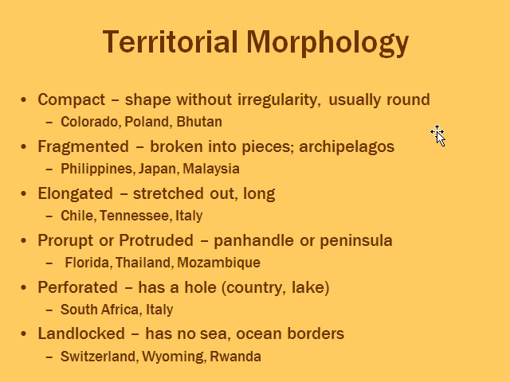Elongated is stretched out or long. So like Chile is a great example of a country that's elongated, or even Italy. Now, be careful, because elongated might also be confused with protruded, and that's where you have sort of a peninsula. So again, Italy is going to be sort of protruded.